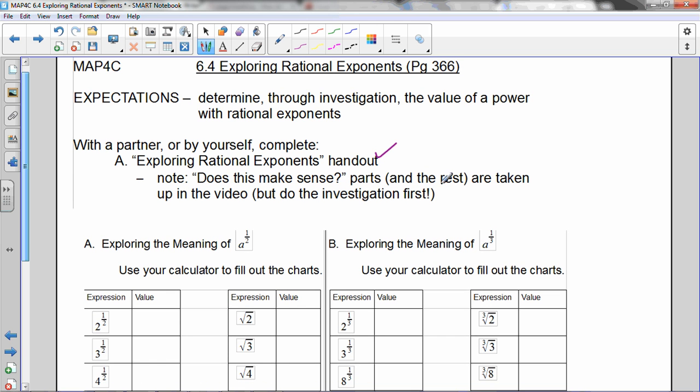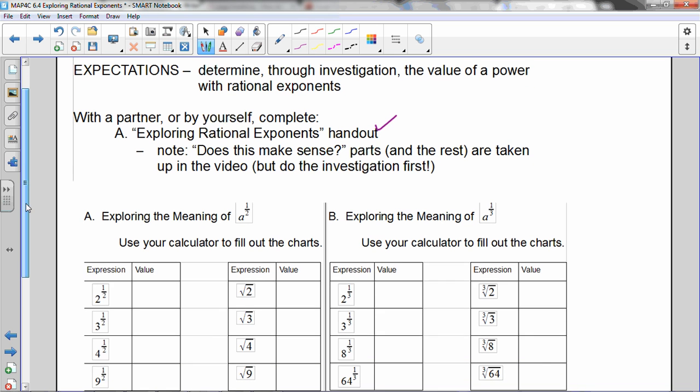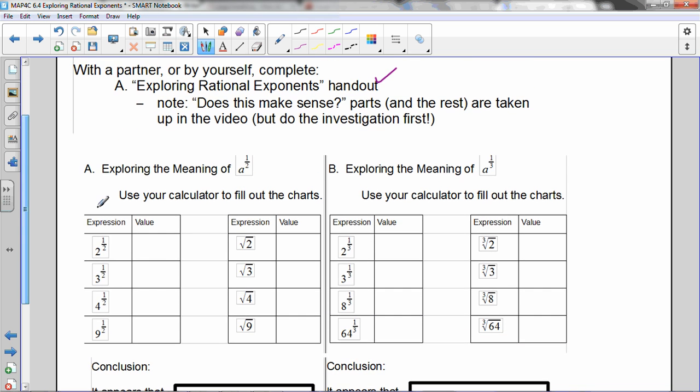This stuff I will take up in this video. The "does this make sense" parts I'll take up in the video, and I'll actually do a little bit of the homework as well. But I want you to goof around on your calculator a little bit first. One thing about this here, 2 to the exponent a half, the way you put that into your calculator is 2 to the exponent, or if you're using a graphing calculator, it's that, to the exponent, and then you've got to use brackets to do the half.